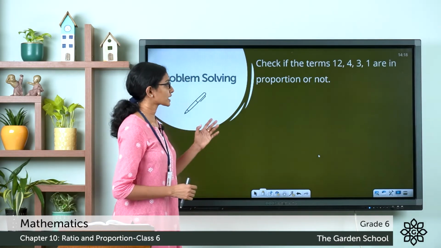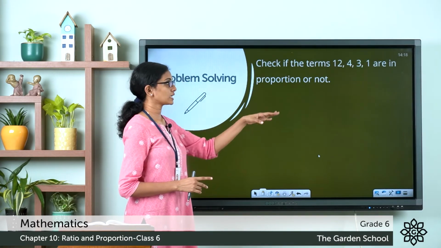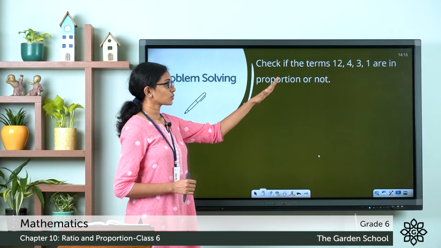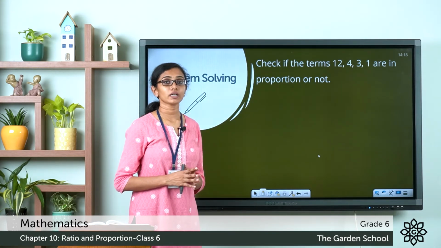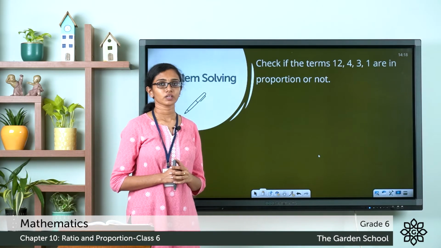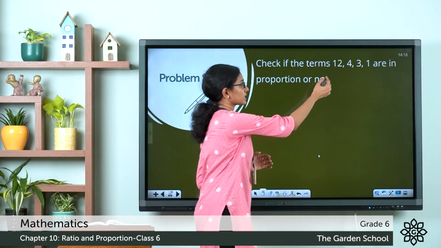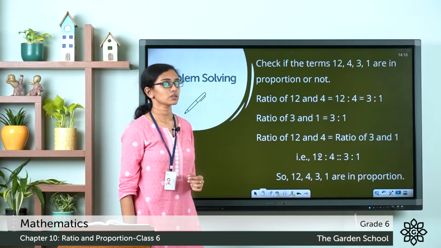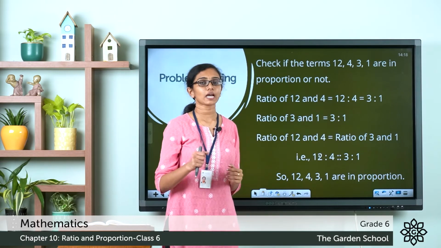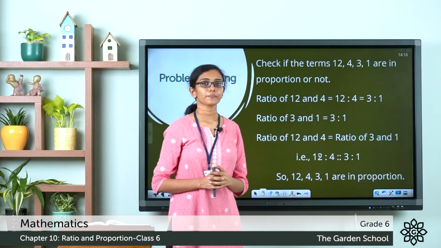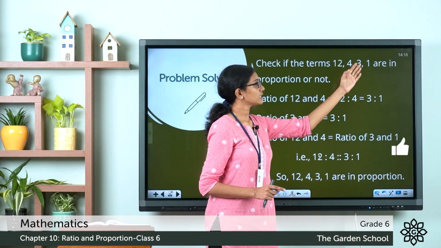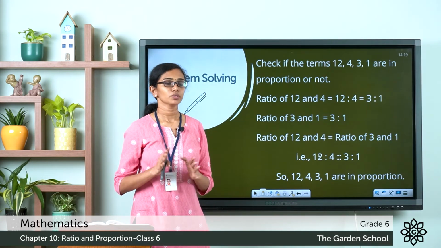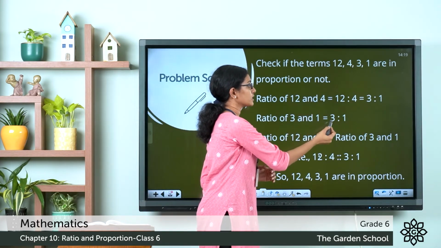Let's work out a question. Check if the terms 12, 4, 3, 1 are in proportion or not. So we are given four quantities here, 12, 4, 3 and 1. We have to check if these quantities are in proportionate ratios. So let's see how. Take the first and the second quantity and let's write the corresponding ratio. So the ratio of 12 and 4 is equal to 12 is to 4, which can be reduced to 3 is to 1. Now the ratio of the third and fourth term, that is 3 and 1, is equal to 3 is to 1.